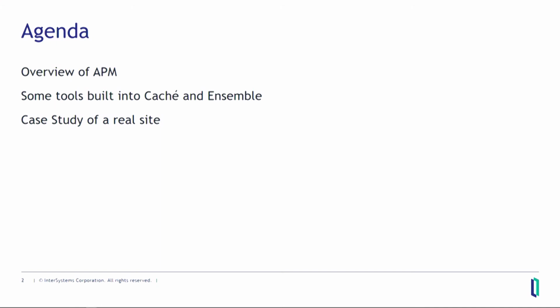I want to give you an overview of what APM is. I want to look at some of the tools that can be used from within Cache, Ensemble, and InterSystems Iris to look at the performance of applications. And then I want to take a case study of a real site that I looked at over the summer to come up with a performance report for the customer. And I'll very quickly go over that.